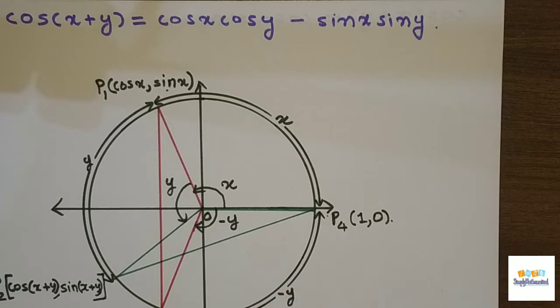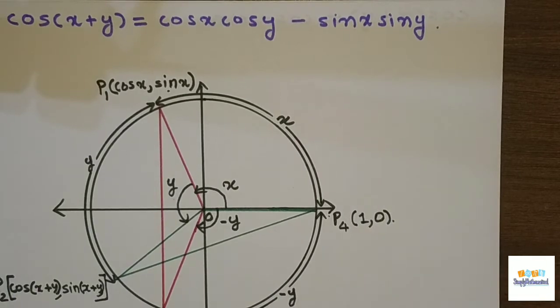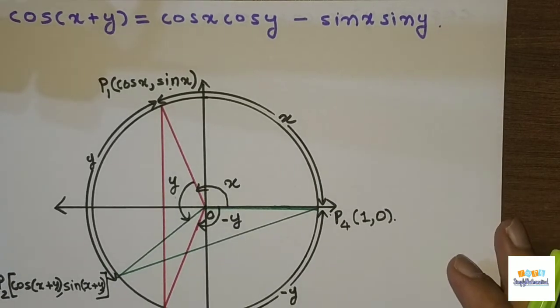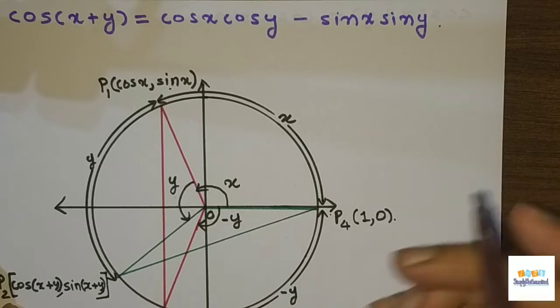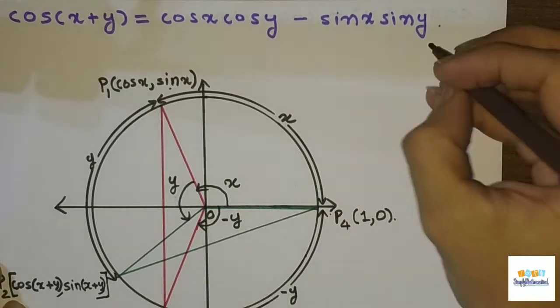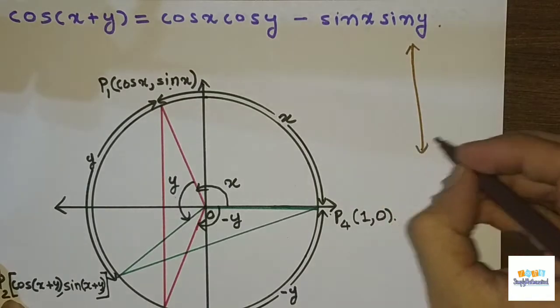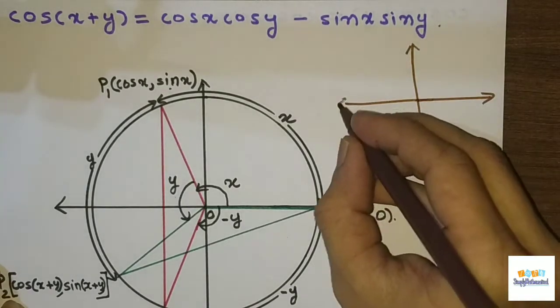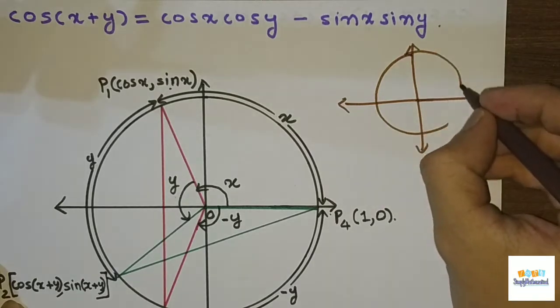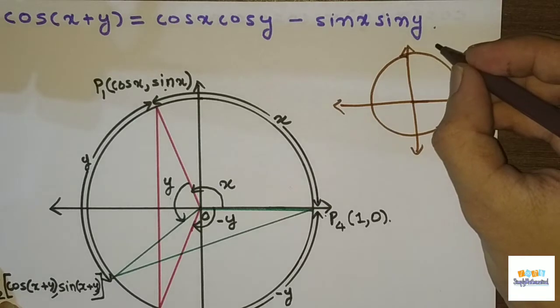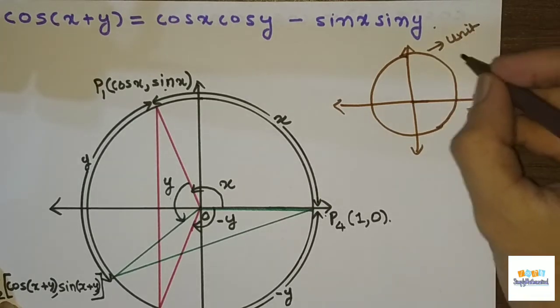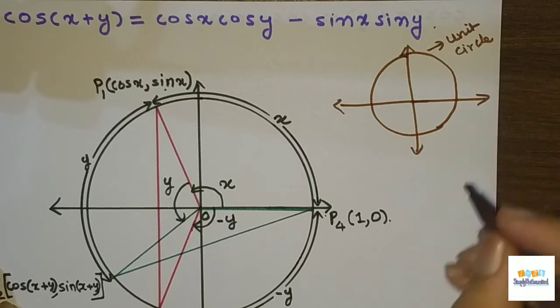I will explain the proof very easily and in detail, so that you understand it thoroughly. Before starting this proof, you have to know one basic concept. What is that? Suppose you have a unit circle. Unit circle means a circle of radius 1. So this is the unit circle, a circle of radius 1.